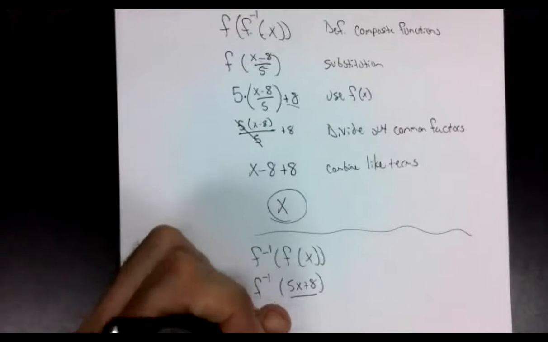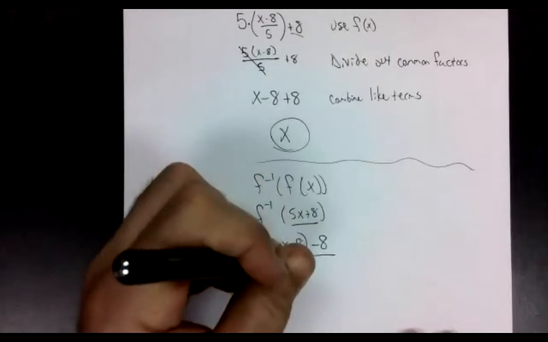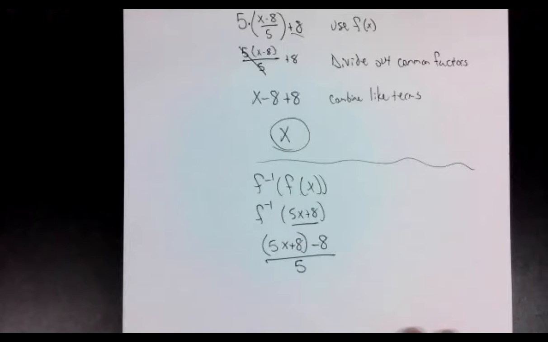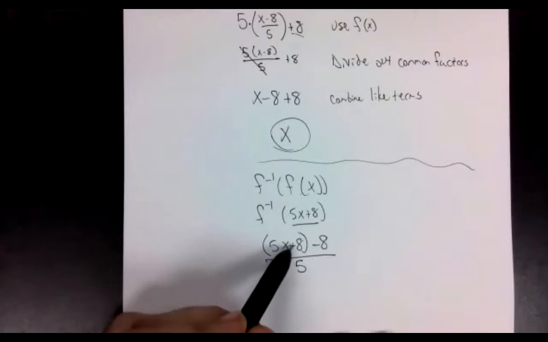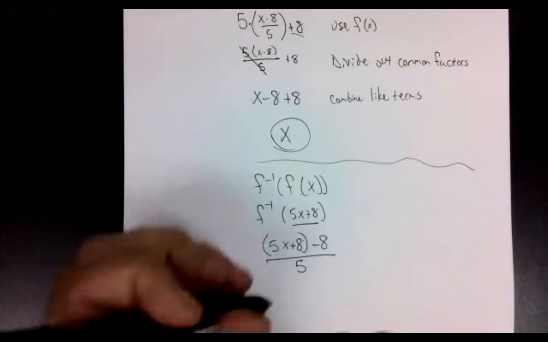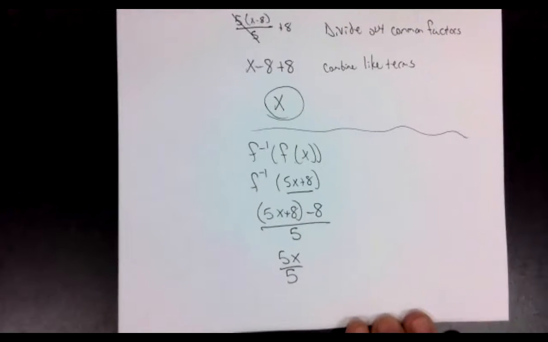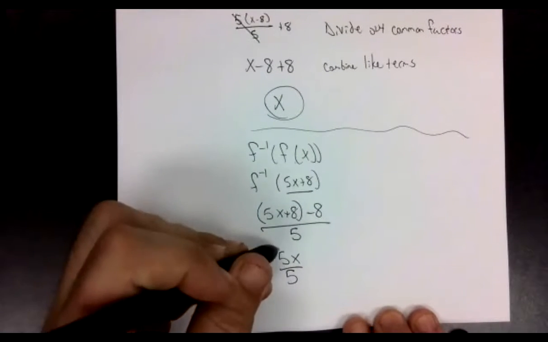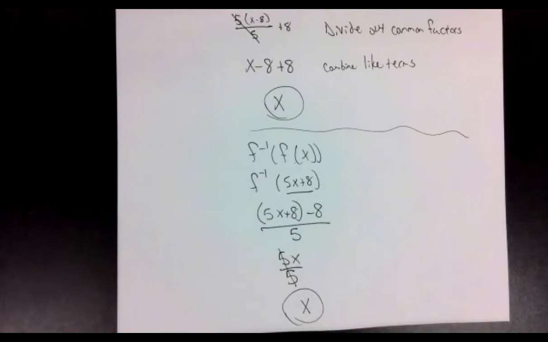So we're going to do 5x plus 8 minus 8 all over 5. Now we can't do anything with this with the parentheses there, but if we add this stuff together, so 5x plus 8 minus 8, the 8s cancel each other out, leaving me with 5x over 5. And again, if we divide out our common factor, again, we're just left with x.